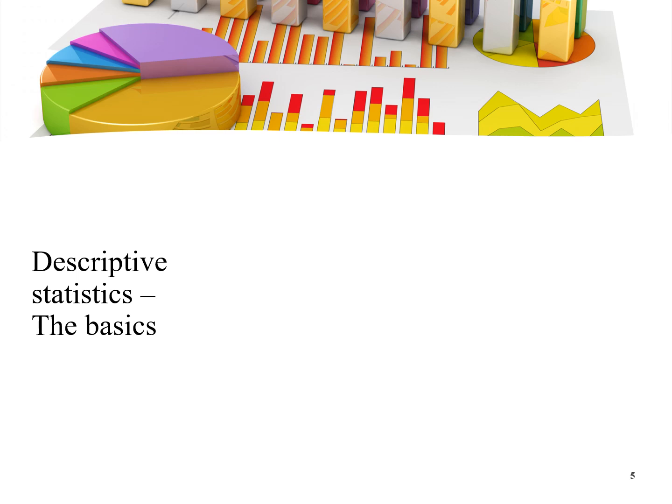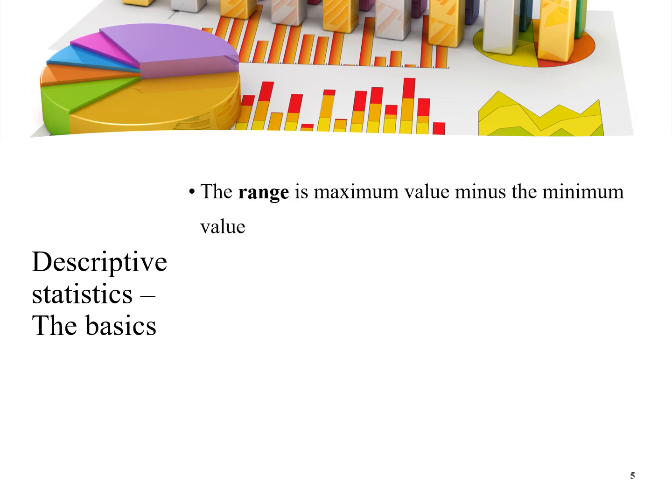The simplest measure of spread is range, and range is the maximum value minus the minimum value. So as you might be aware, the range does not take into account all the observations. It only indicates the extreme values of a distribution, hence the maximum and the minimum values.